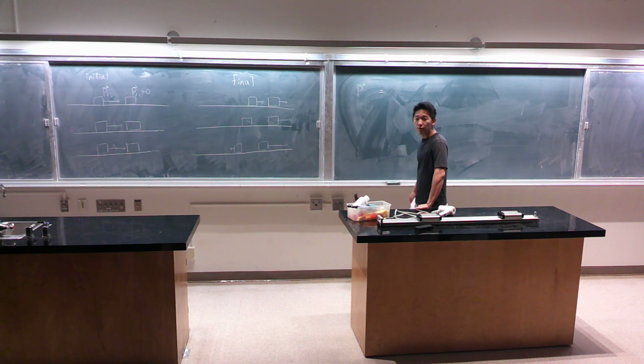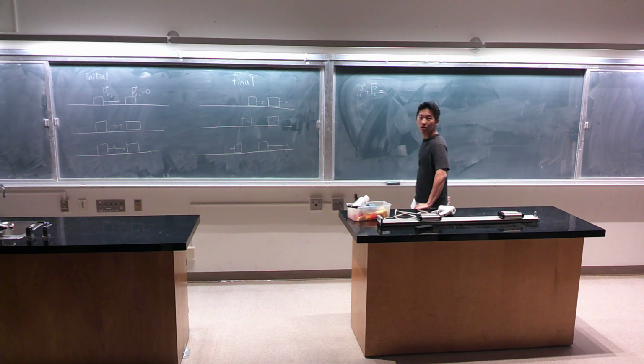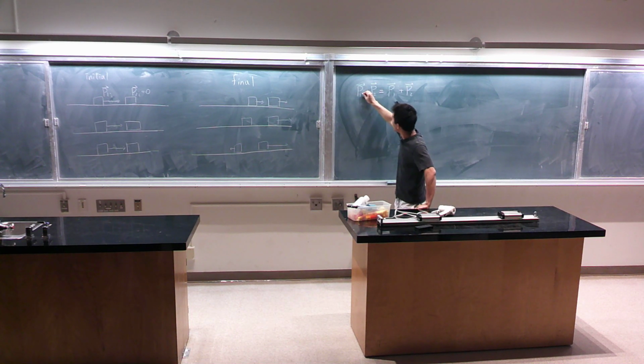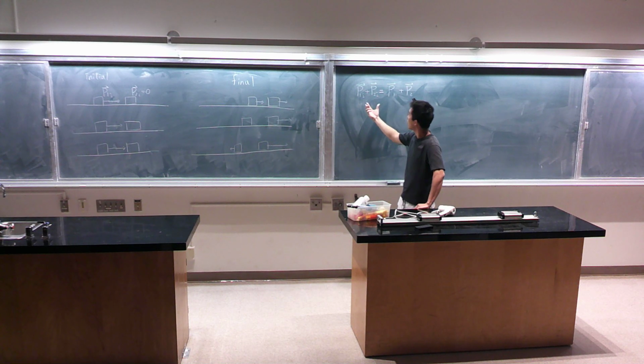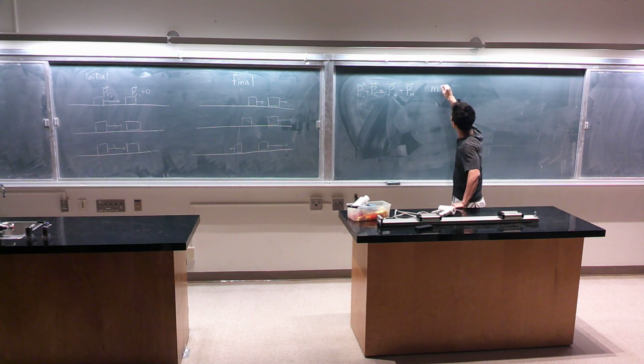Then momentum conservation is just like energy conservation. The sum of the momentum for the two blocks should be conserved. It should equal the sum of the momentum for the two blocks. And it doesn't matter which state you are looking at. The initial momentum of the system should equal the final momentum of the system. This is what we call momentum conservation.